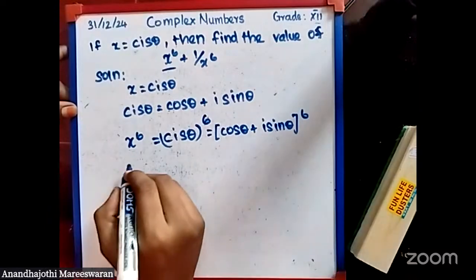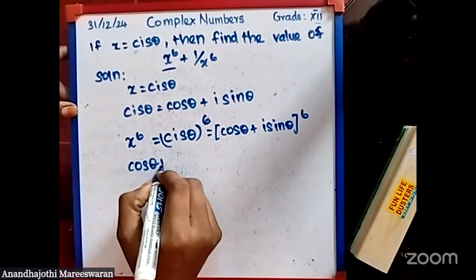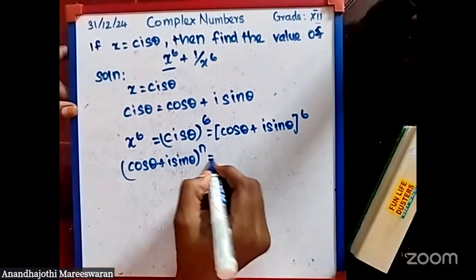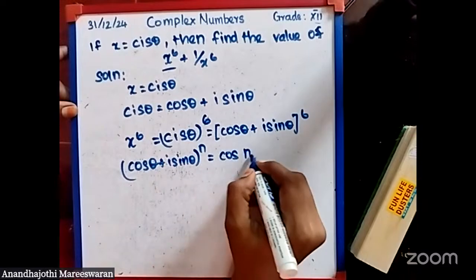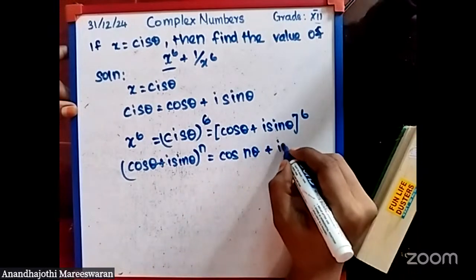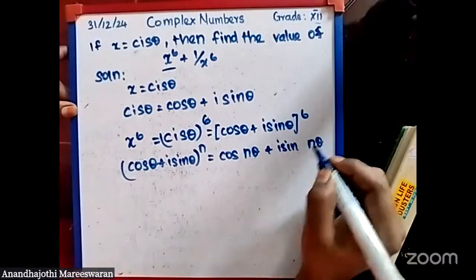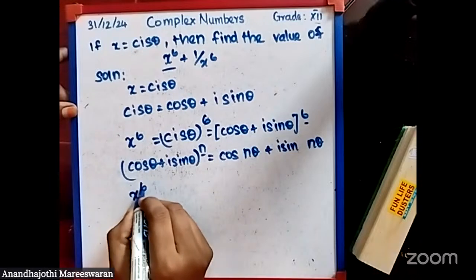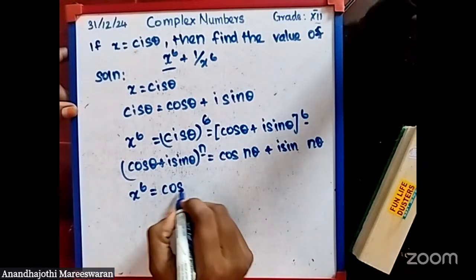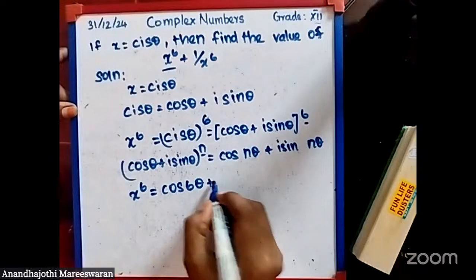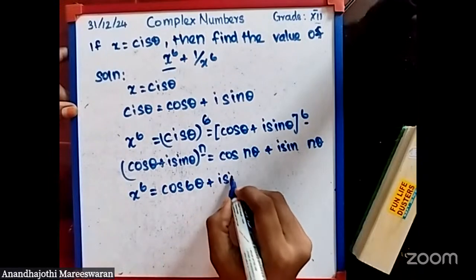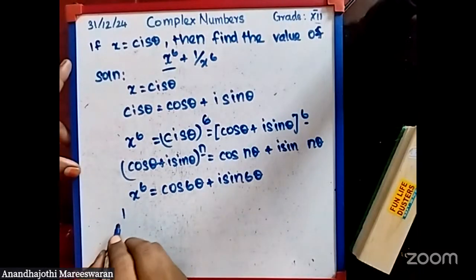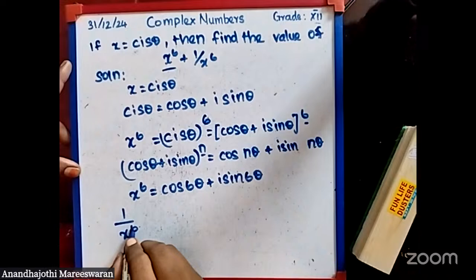So we had a formula: cos theta plus i sin theta power n will be equal to cos n theta plus i sin n theta, right? So in place of n we have 6. So x power 6 equals cos 6 theta plus i sin 6 theta. Clear? Clear. So what will be 1 by x power 6?